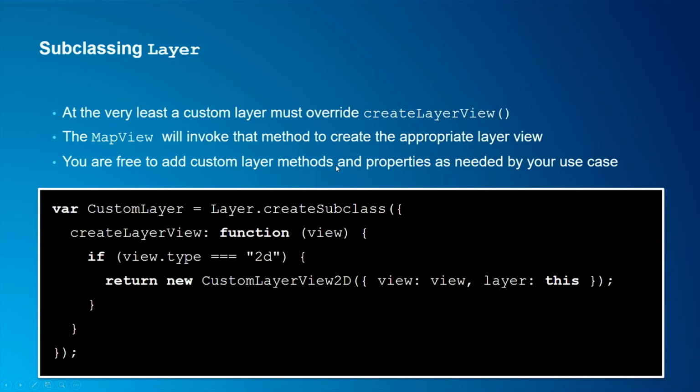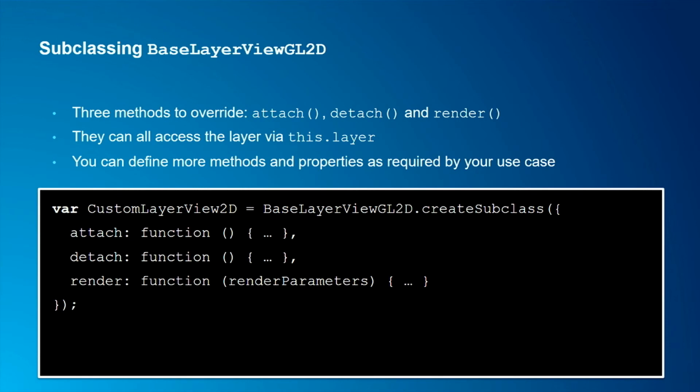Layers are normally not concerned with visualization. Layer views are responsible for rendering the data that is contained in a layer. To create a custom layer view, you subclass BaseLayerViewGL2D, and you have three methods to override: attach, detach, and render. Again, you can add more properties and methods as needed, but from the point of view of WebGL extensibility, these are the only ones that the API cares about.